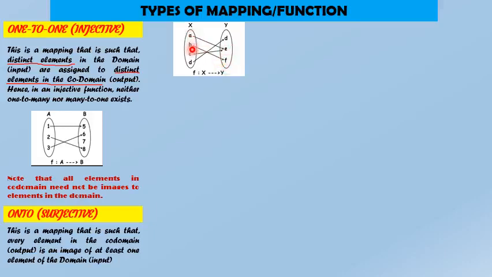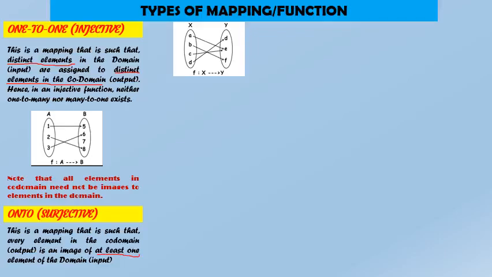Unlike here, each of the elements in the codomain must have an association with elements in the domain. It doesn't matter if it shares more than one element in the domain. All we must know is that we must not have any element in the codomain without at least an association. That's why we mention in our definition that every element in the codomain is an image of at least one element. That's what we mean by that.